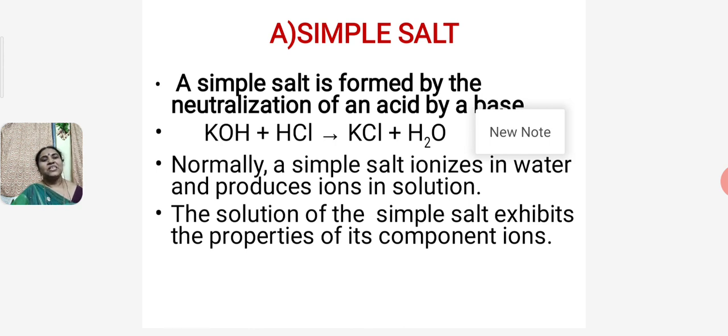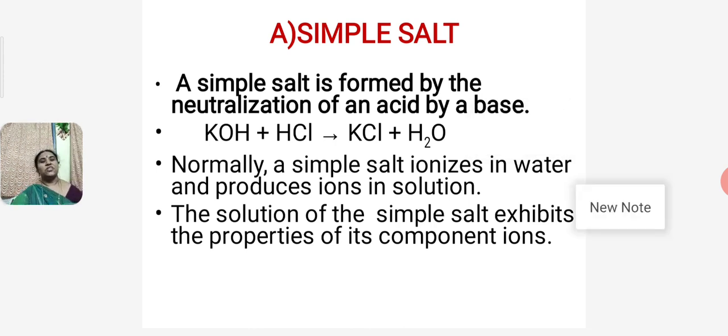What happens when a salt is dissolved in water? It ionizes, producing its constituent ions. And when you test these ions, they give a positive test. That means when you are dissolving potassium chloride in water, it dissociates, giving K plus ions and Cl minus ions. And when you test for the presence of K plus and Cl minus ions, they give their confirmatory tests.